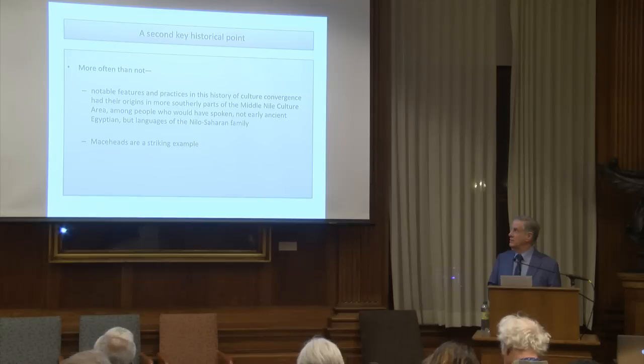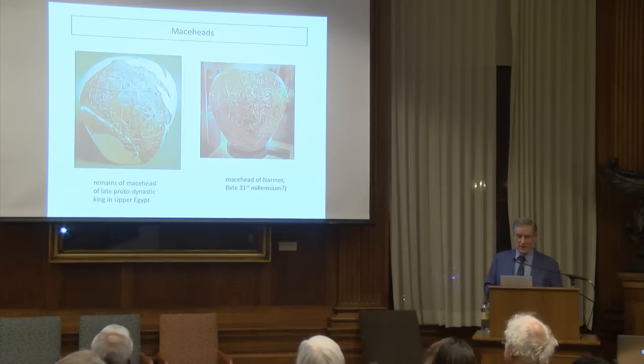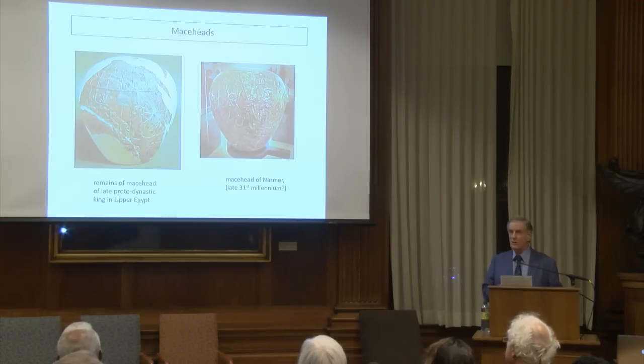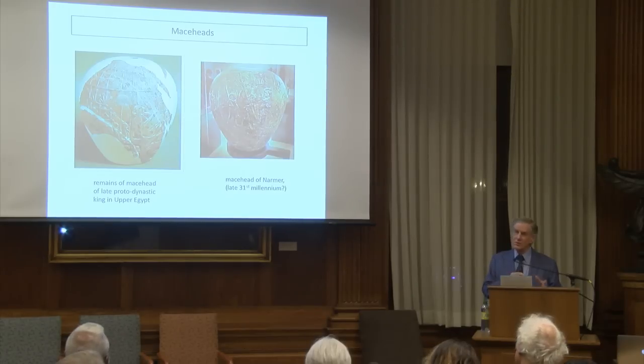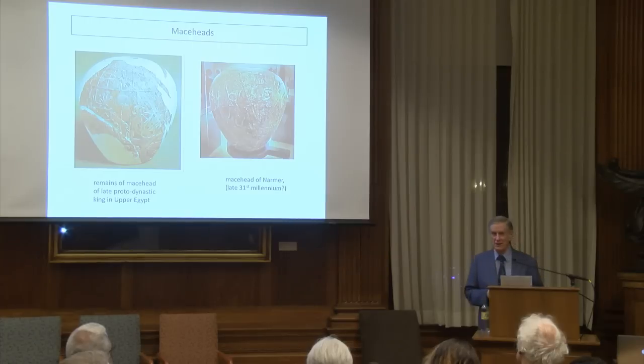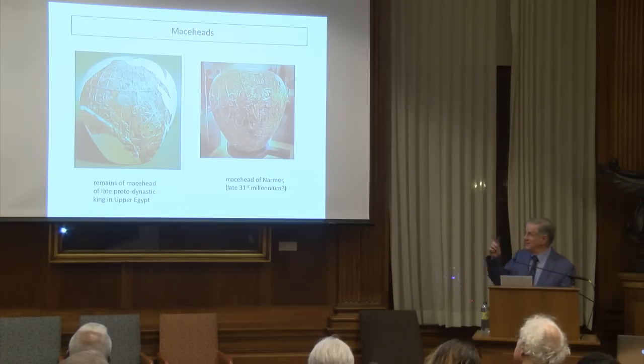And for your fun, here are a couple of rather famous mace heads, of late fourth millennium kings who were involved in the lead-up developments to the consolidation of Old Kingdom Egypt. The one on the left can be connected with the king known as Scorpion. The one on the right is for Narmer, who is either, in some people's view, the founding king or the king just before the founding king of the Old Kingdom. So a couple of nice little cases here.